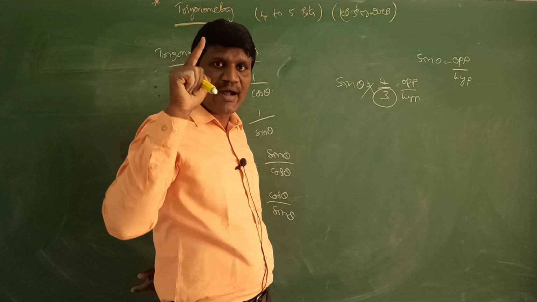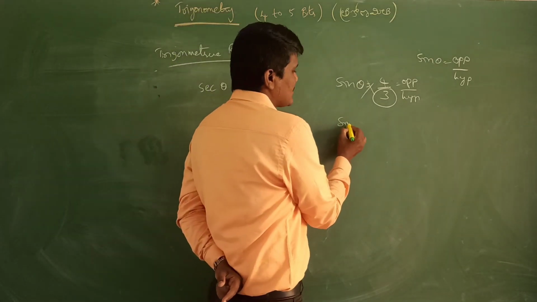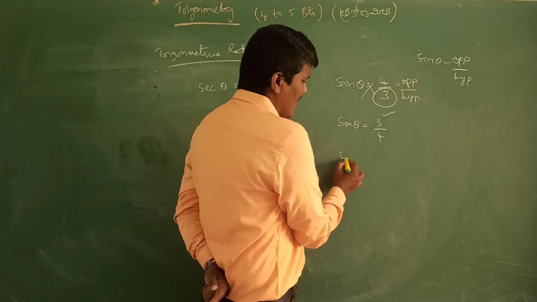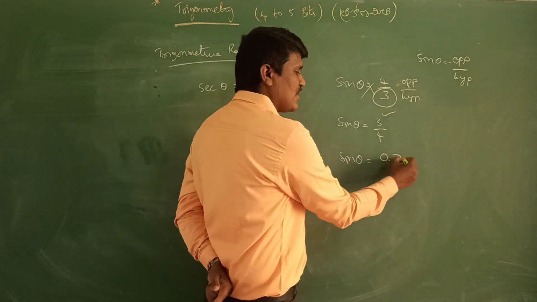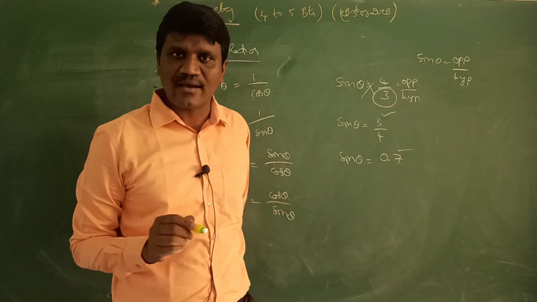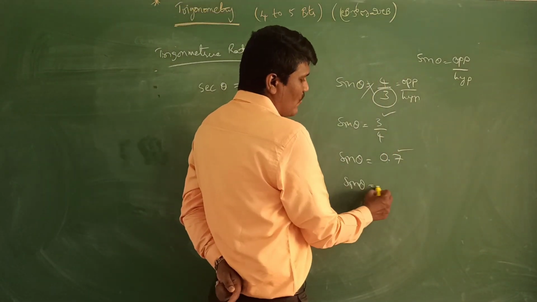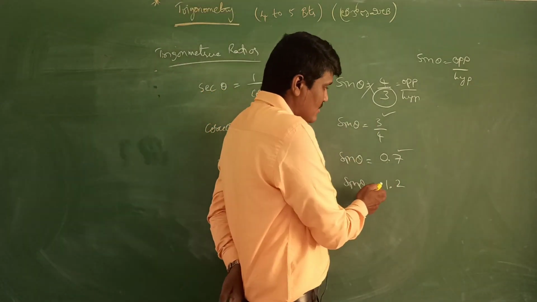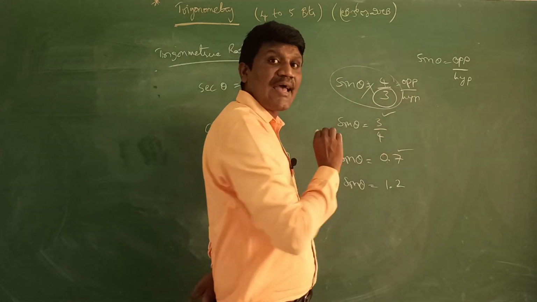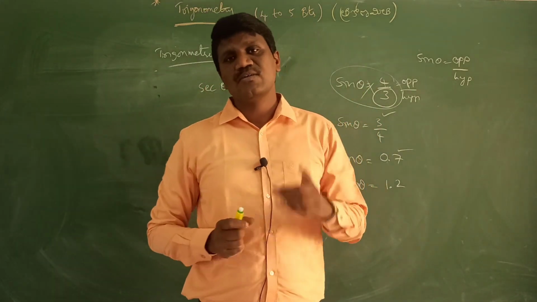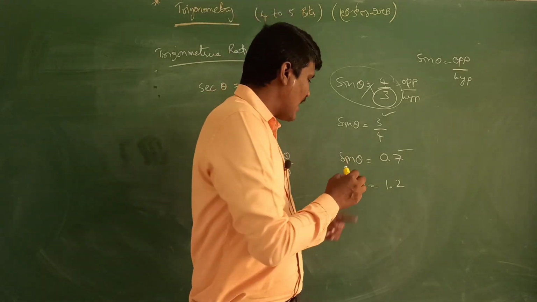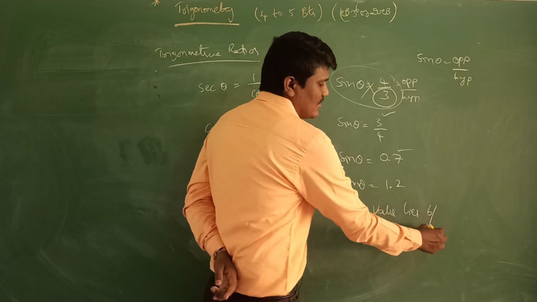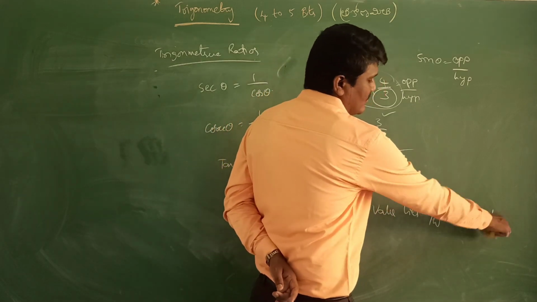So the point you should remember is, if sin theta is equal to 3 by 4, it is correct. If sin theta is equal to 0.7, then also it is correct. If sin theta is equal to 1.2, it is not correct, because sin theta always lies between 0 and 1. This is an important point, you should note that the sin value always lies between 0 and 1.